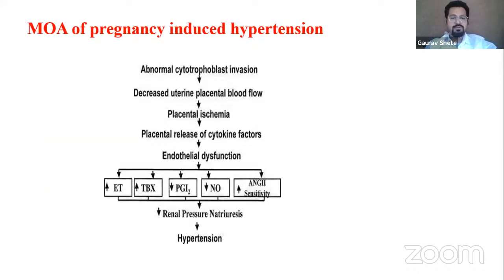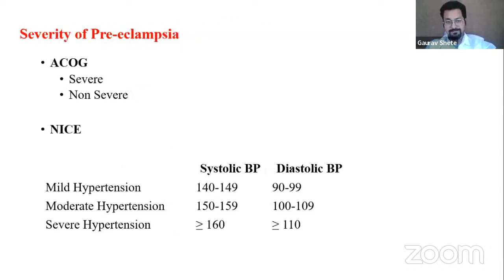To sum it all up, there is abnormal trophoblastic invasion, decreased uterine blood flow, and placental ischemia. The placenta releases cytokine factors, and there is endothelial dysfunction. There is increase in thromboxane A2, decrease in PGI2, decrease in NO, and angiotensin sensitivity increases. It causes decrease in renal perfusion and causes hypertension and vasoconstriction.